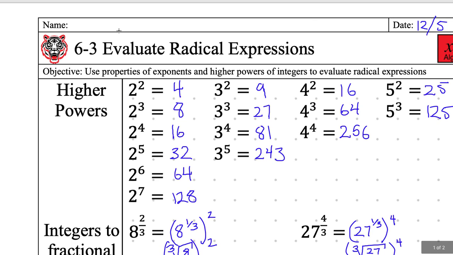All right, I look at the number 72, and every single time you see a number, you need to come up here to your list and say, where is 72? I'm looking through my list. I don't see 72. 72 is not a perfect higher power. Well, does something times something else in this list multiply to 72?